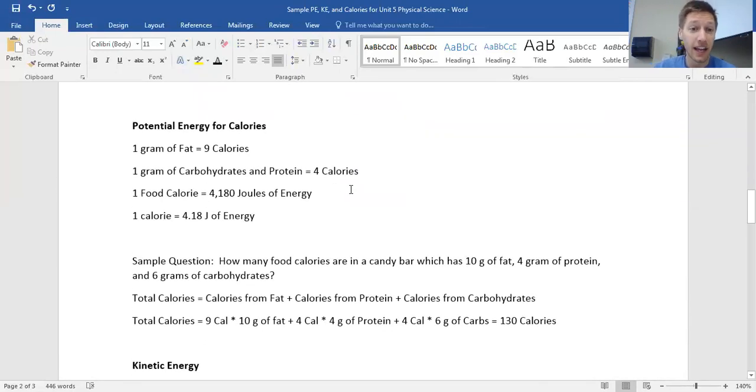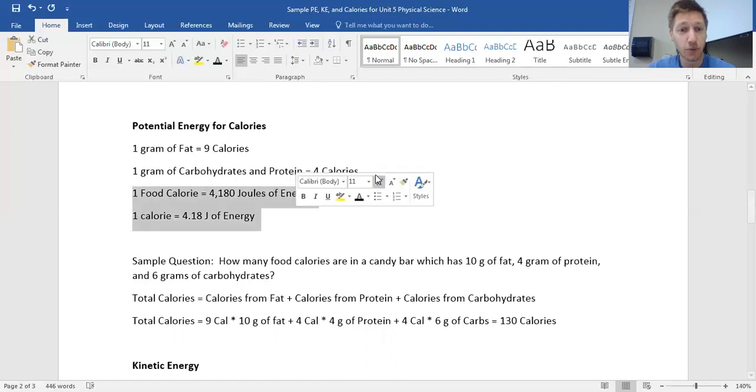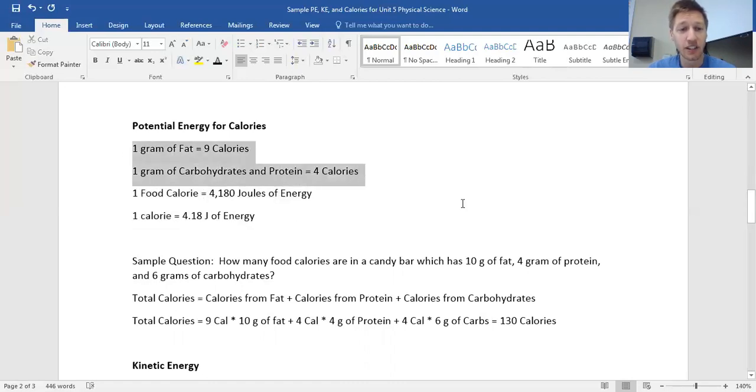When it comes to food calories for potential energy, you'll find this on your cereal box, but every gram of fat has 9 calories. A gram of carbohydrates and proteins, both those things have 4 calories each. Every food calorie is actually 4,180 joules of energy. That's a big calorie, and a small calorie is 4.18 joules. This one is actually defined based off of water. In this class, we're not going to spend a lot of time talking about this. We're going to focus mostly on these things right here.